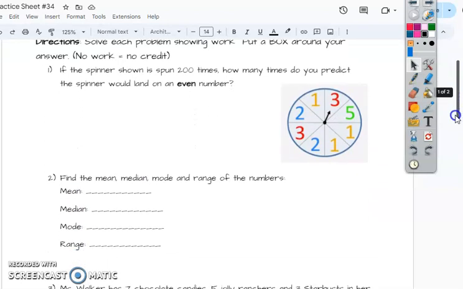Number 1 says, if the spinner shown is spun 200 times, how many times do you predict the spinner would land on an even number? Okay, so you're going to do this, but I will let you know this would be a proportion number. Predict, expect, scale, or a ratio usually tells us to do a proportion.